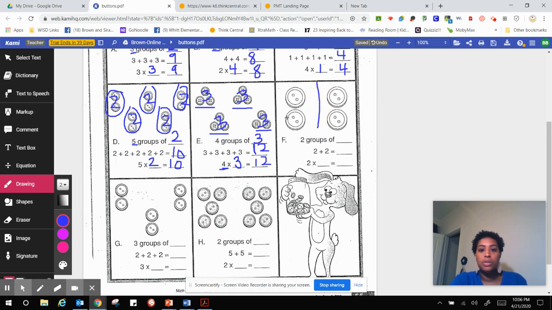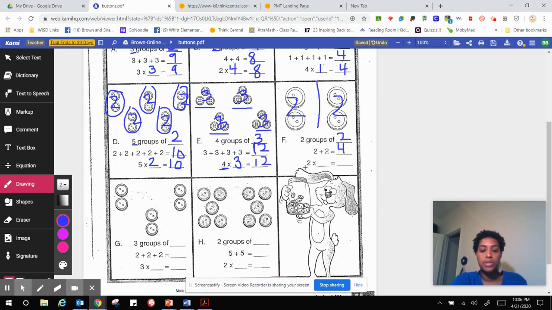All right, so we have 2 groups of, well, how many is in each of these groups? We have 2 buttons here and 2 buttons here. So 2 groups of 2. So that'd be 2 plus 2 equals 4.